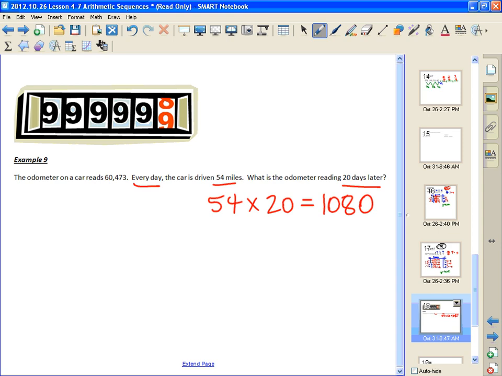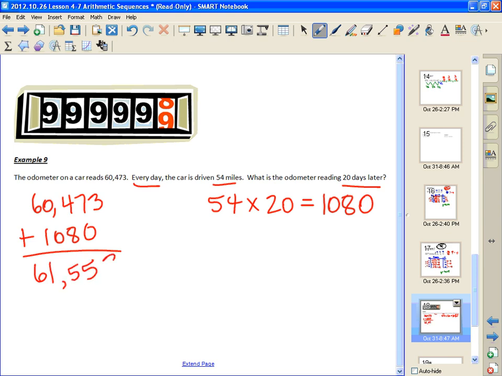Okay. And then when we started, the car had 60,473 miles on it. So what would we do? Add it together, right? So 60,473 plus 1,080 would give us a grand total of how many miles? 61,553 miles. And that's it. That's your answer. See? Easy.